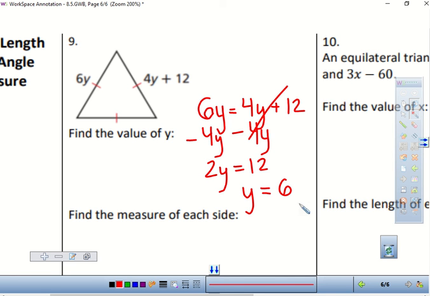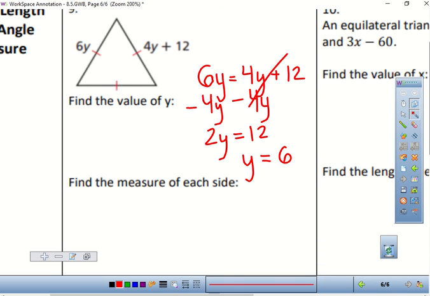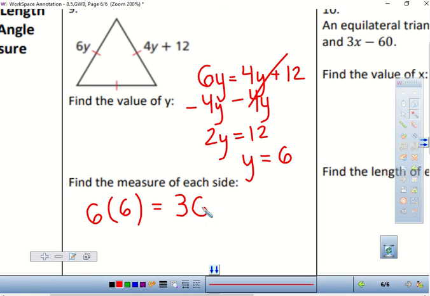So how would we go about then finding the actual side measure? The side measure is equal to 6 times y, or 4 times y plus 12. So we have to plug it in for y, don't we? So 6 times 6 is equal to what? 36. Good.